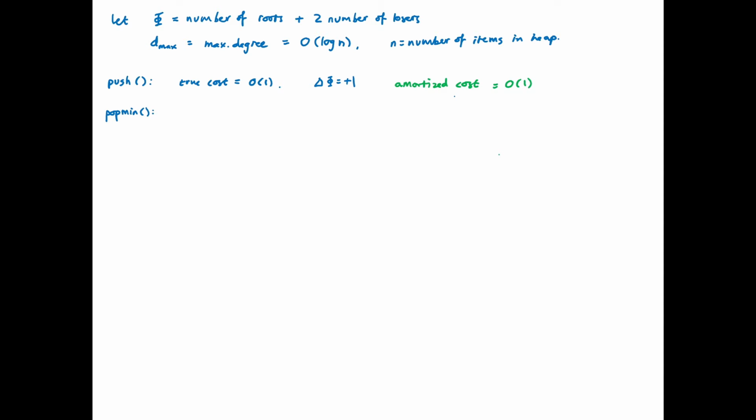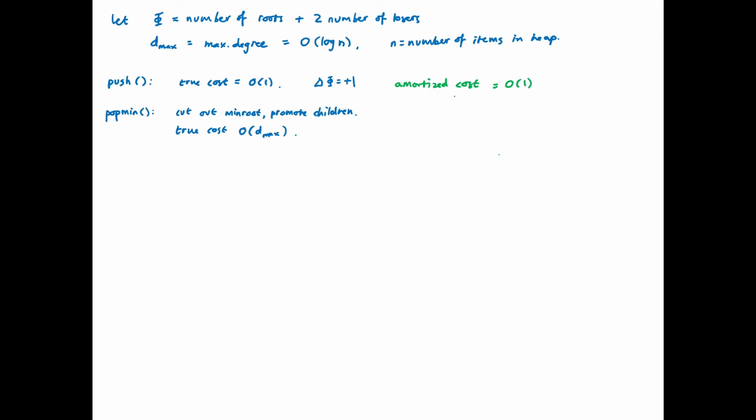There are two parts to Popmin, and we'll look at them in turn. In the first part, we look at the root node pointed to by min item, where remember we're keeping track of which of the trees has the smallest root. So we'll cut it out and we'll promote its children. What's the cost of this? True cost O of dmax. We have to iterate through each of the children and place it onto the root list. The number of children it has must be less than or equal to the maximum degree. We've defined dmax to be the maximum degree of any of the nodes in the heap, so the true cost of promoting the children like this is big O of dmax.